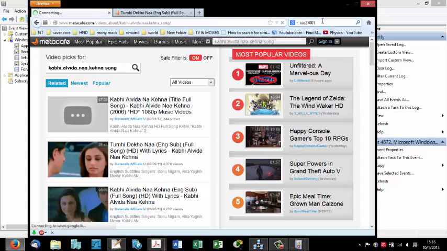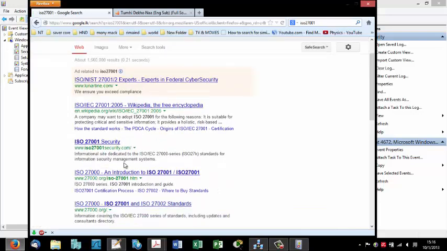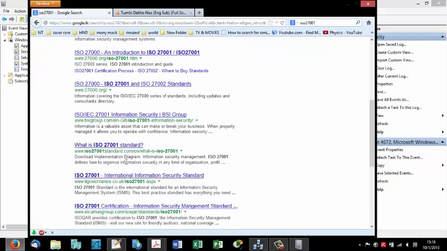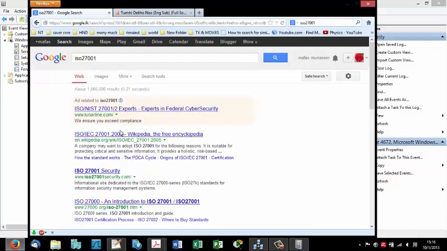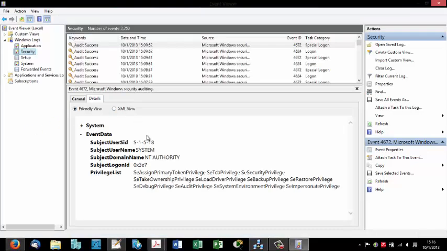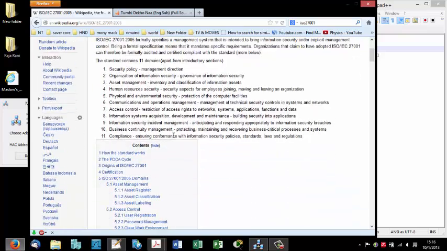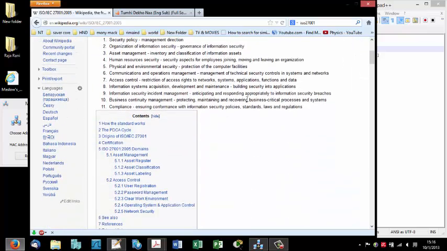It is an ISMS standard published in October 2005 by the International Organization for Standardization. It formally specifies a management system that is intended to bring information security under explicit management control. Being a formal specification means that it mandates specific requirements. Organizations that claim to have adopted ISO can therefore be formally audited and certified compliant with the standard. So whoever uses ISO 27001 can be audited. You can check whether they are really working according to what ISO 27001 says.